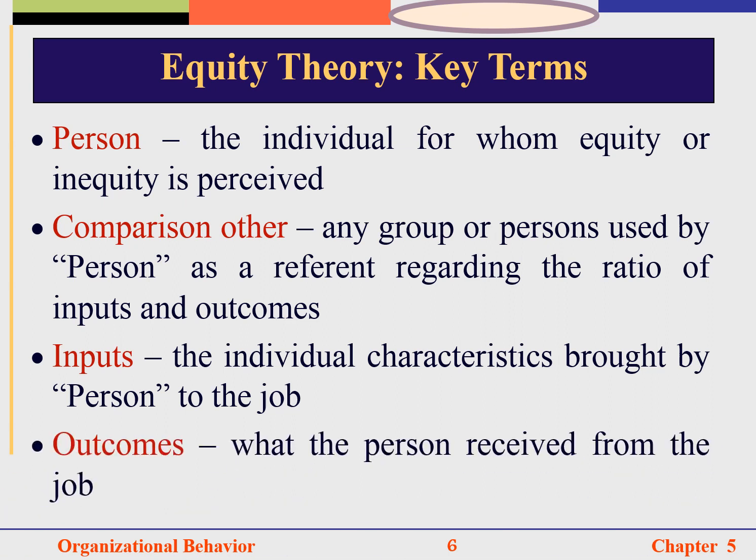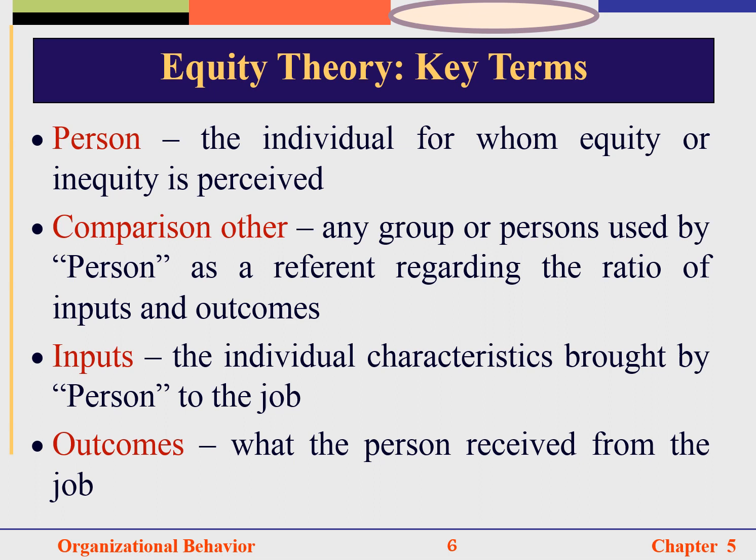Also, these are the two elements in the comparison, inputs and outcomes. Inputs are the individual characteristics brought by the person to the job. Inputs here are anything the individual gives to the organization. What do people usually give to their organization? They give time, effort, experience, qualifications. Anything you do in your workplace is a kind of input. Outputs are anything you receive from the organization. What do people usually receive from their organization?